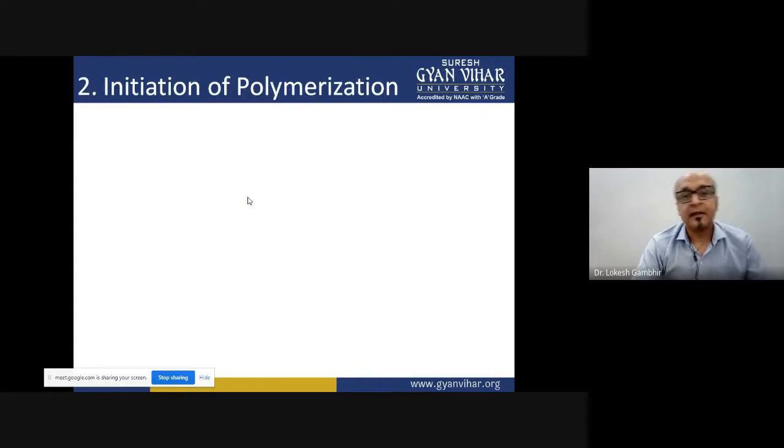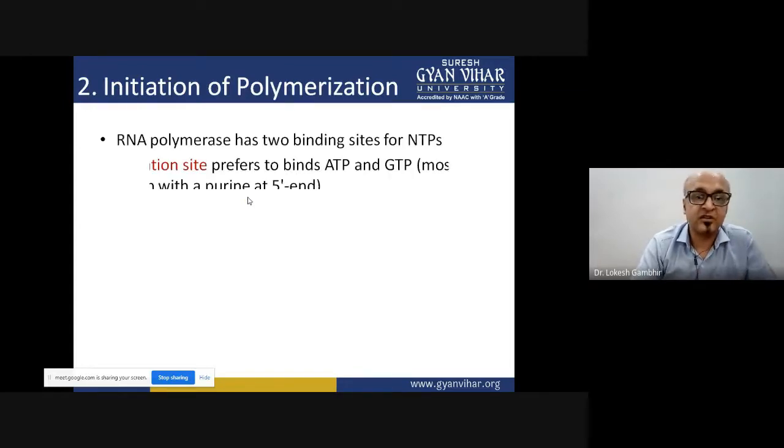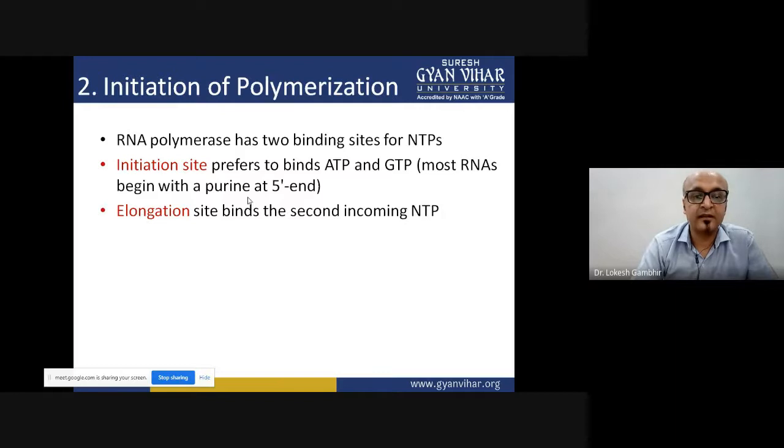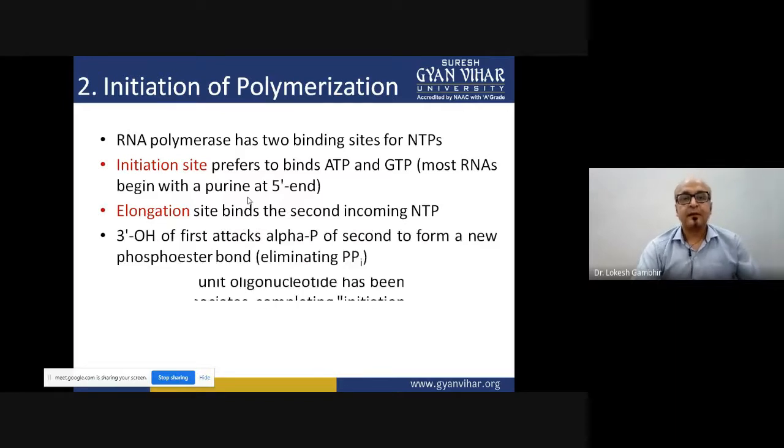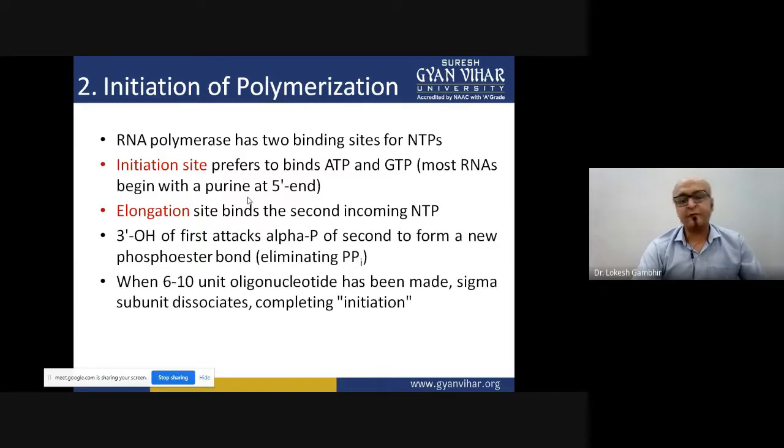Fine. Then let us go to the next stage, that is initiation of polymerization. How is initiation of polymerization happening? See, initiation of polymerization is nothing but starting with the first nucleotide. The first ribonucleotide is what you have to start with. That is called the initiation site, the +1 sign which I told you about in the last slide.